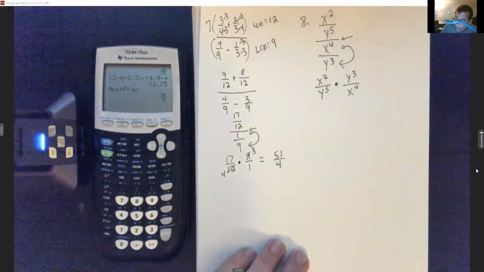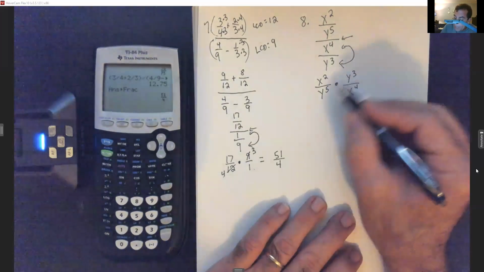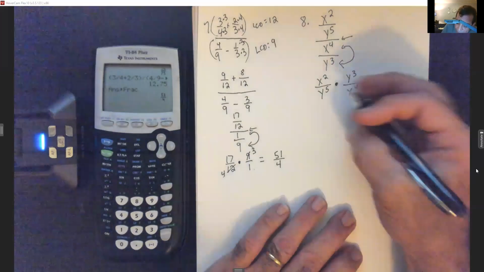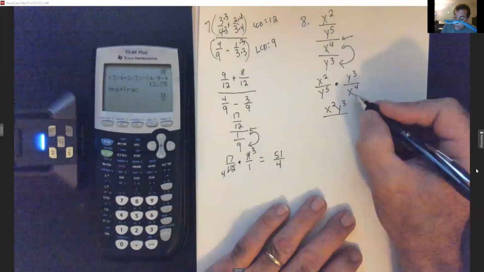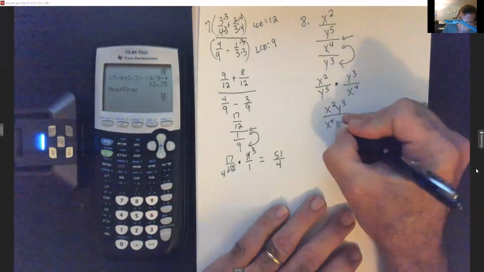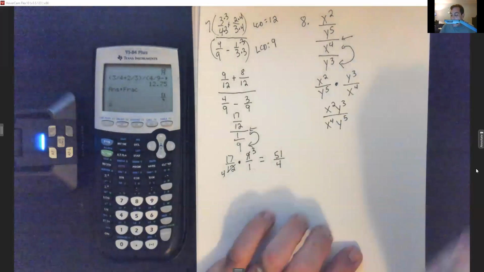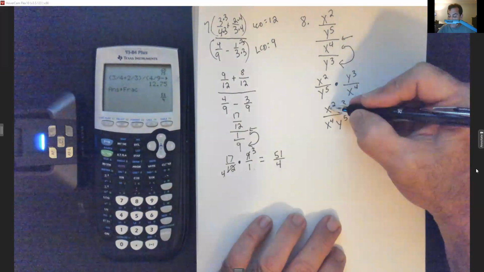Alrighty, so you can simplify this before you multiply, but I'm just going to multiply straight across and get x squared, y to the 3rd on top. Then I'm going to put the bottom in order. The y to the 5th times x to the 4th is an x to the 4th y to the 5th. Now I'm going to simplify this because you've got x's over x's and y's over y's.